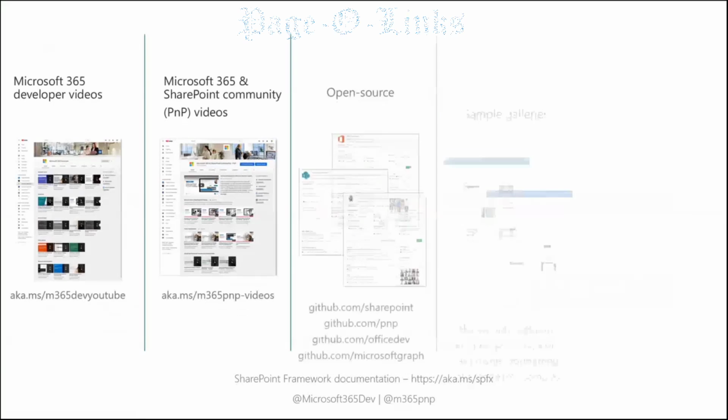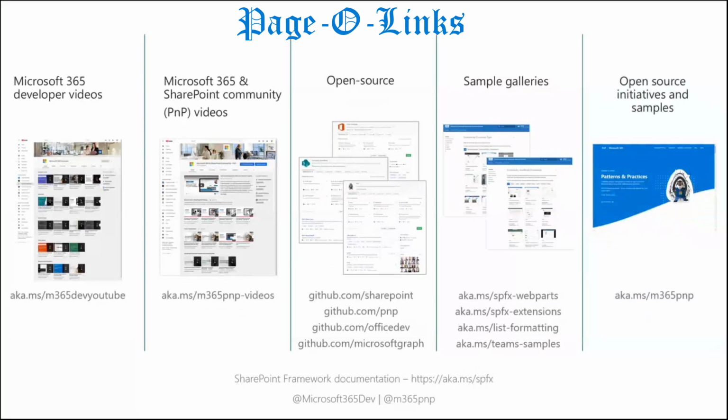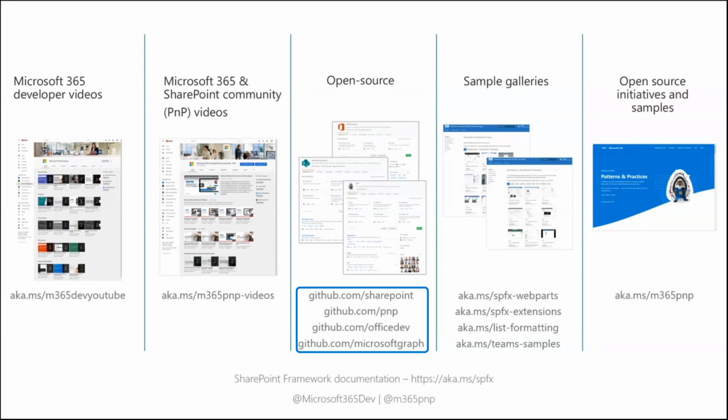And this is our page of links. We've got a whole bunch of content here for you. We've got developer videos, community videos, open source repositories. We've got four big organizations that we try and promote as much as we can. That's the SharePoint, PnP, Office Dev, and Microsoft Graph organizations in GitHub. And I finally, after months and months, added the .com to the GitHub link for Microsoft Graph there.